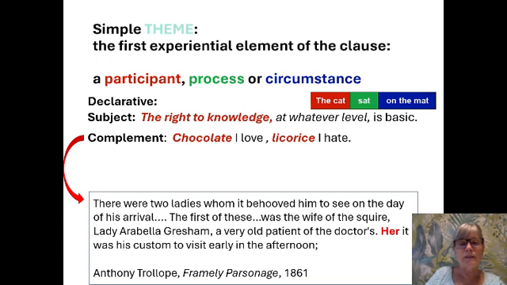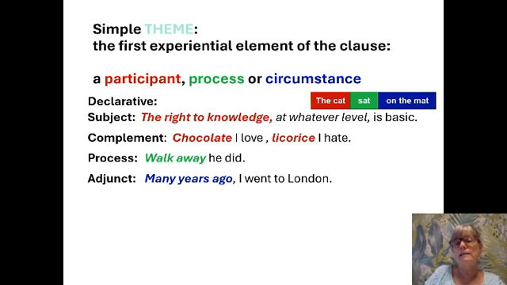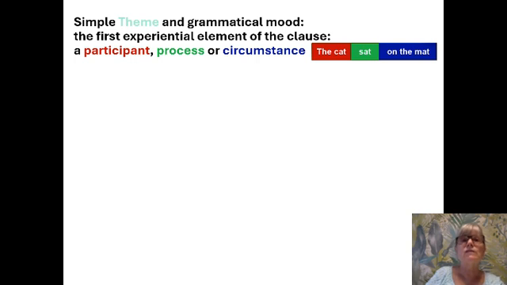But here we have an example from Anthony Trollope's Framley Parsonage, where you have "her it was his custom to visit." So we have the complement coming first. It's a participant in the clause. We can have the process first. Again, it's very marked. Walk away, he did. Okay. Circumstances, often we do put adjuncts in theme position. Many years ago, I went to London. Okay, so those are examples of experiential themes.